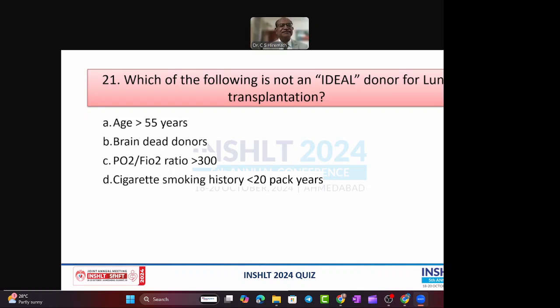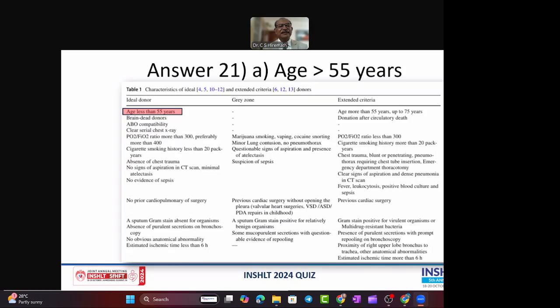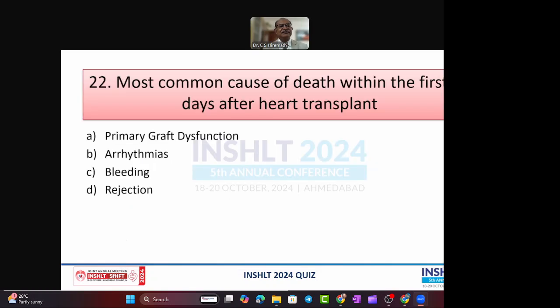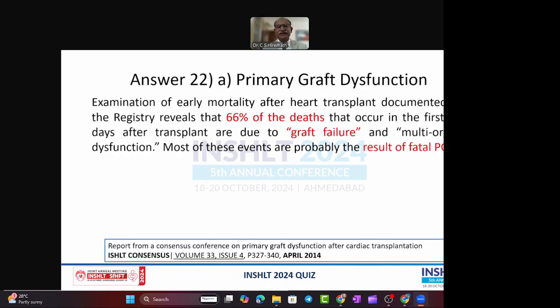Okay. Next slide, please. Most common cause of death within the first 30 days after heart transplant is? Yeah, again, here the answer is very simple. It's primary graft dysfunction. Go to the answer, please. Yeah. And two-thirds of the causes of early death are due to primary graft dysfunction.